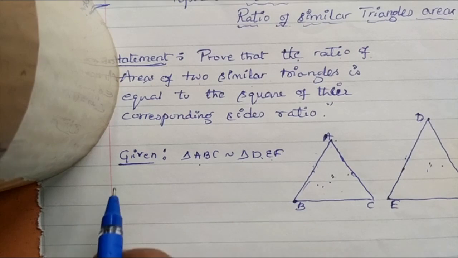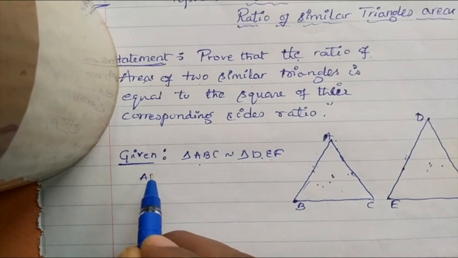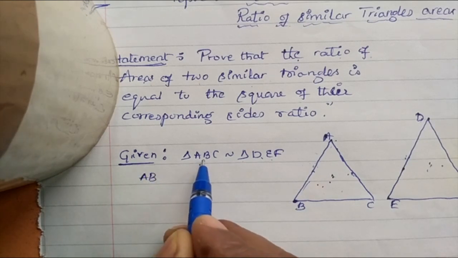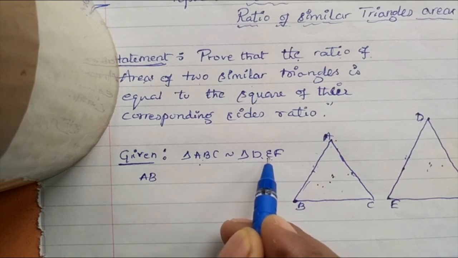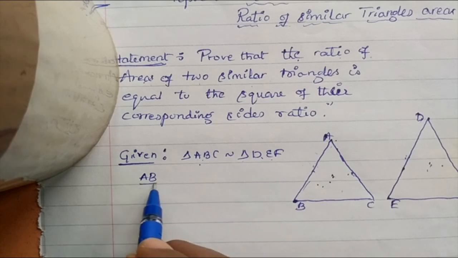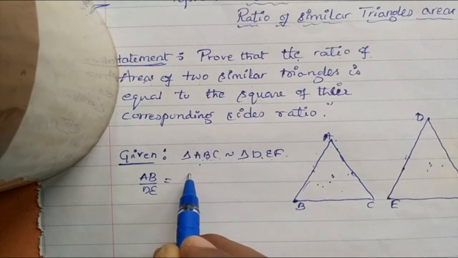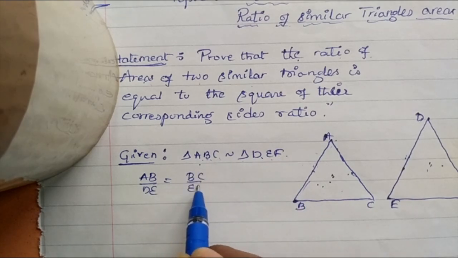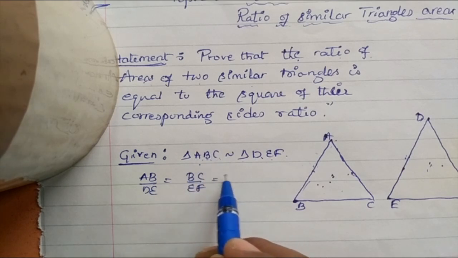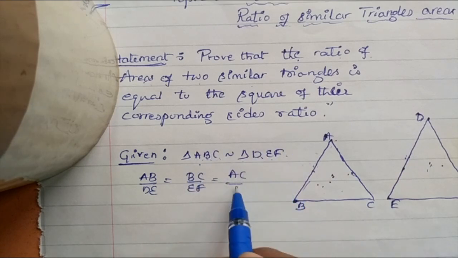Once these two triangles are similar, what can we write? We can write the corresponding sides ratio. That is, AB of this triangle will be in ratio with DE of that triangle. Similarly, BC of this triangle in ratio with EF. And lastly, AC of this triangle in ratio with DF.